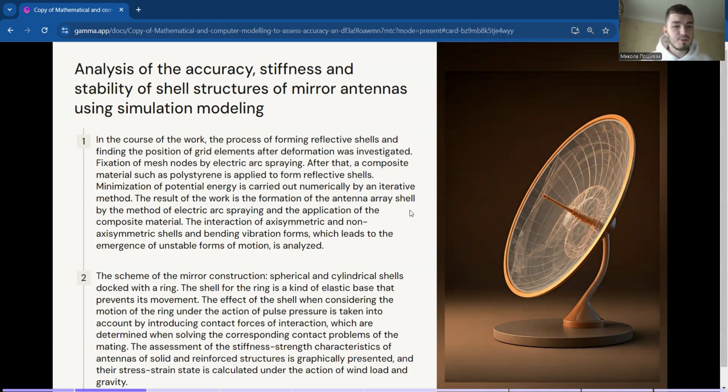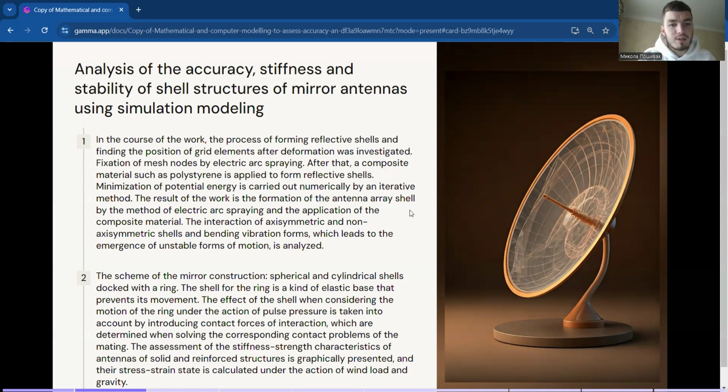In the course of the work, the process of forming reflective shells and finding the position of grid elements after deformation was investigated. Fixation of mesh nodes by electric arc spraying. After that, a composite material such as polystyrene is applied to form reflective shells. Minimization of potential energy is carried out numerically by an iterative method. The result of the work is the formation of the antenna array shell by the method of electric arc spraying and the application of the composite material.